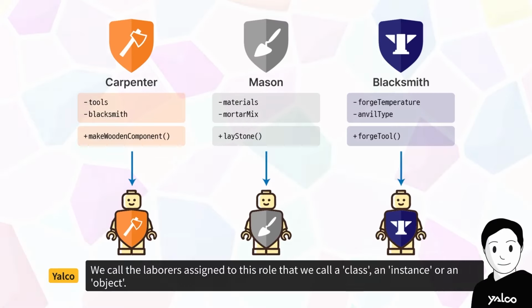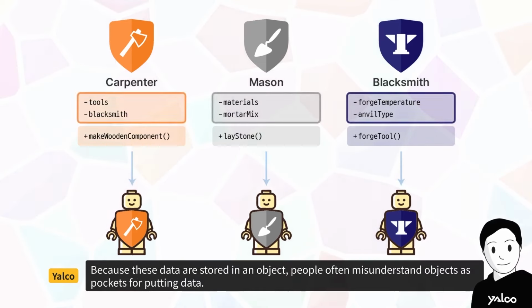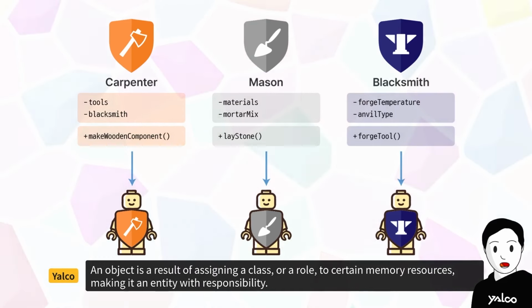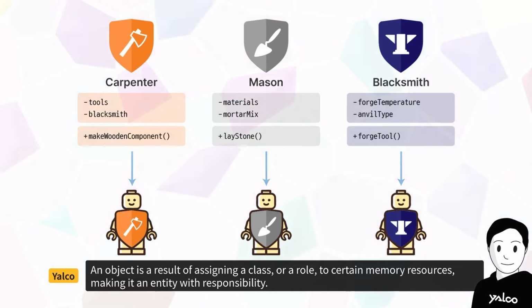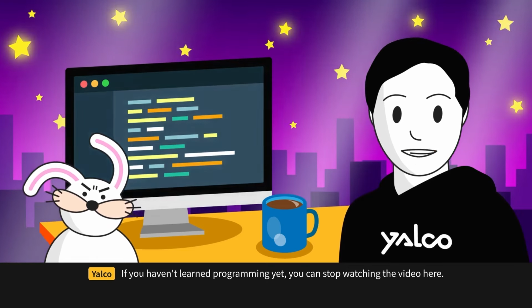Yes, that's right. We call the laborers assigned to this role that we call a class, an instance, or an object. These objects are chunks of data that have data about the attributes and methods they are assigned according to their role. Because these data are stored in an object, people often misunderstand objects as pockets for putting data. But, as I mentioned earlier, what's important is this method, that is, responsibility. An object is a result of assigning a class or a role to certain memory resources, making it an entity with responsibility. If you haven't learned programming yet, you can stop watching the video here.